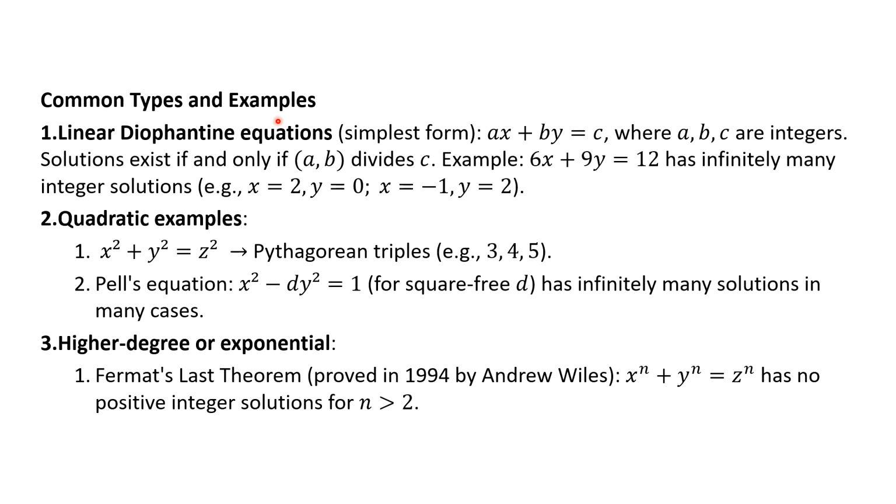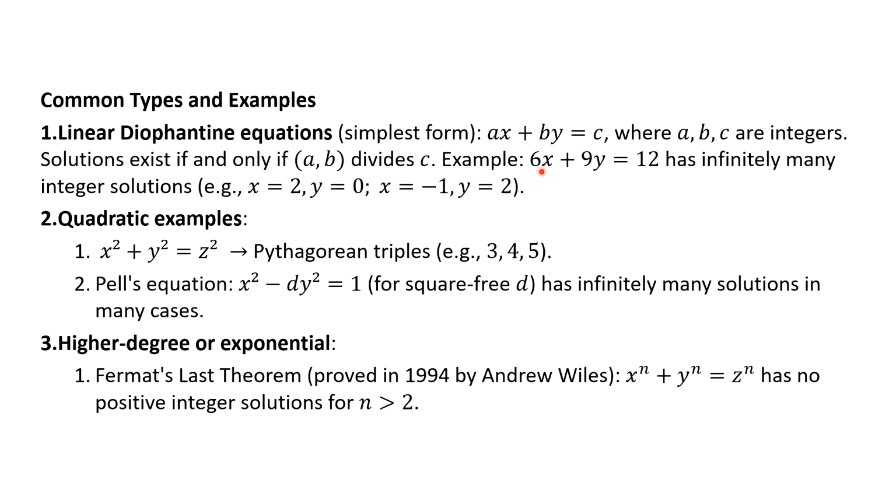I have some common examples here on this slide. The ones we'll be looking at are mostly in the first type here, linear Diophantine equations. And they're of the form ax plus by equals c, where a, b, and c are integers. And of course, the solutions are expected to be integers if there is a solution. Solutions exist if and only if gcd(a, b), the GCD of a and b, divides c.